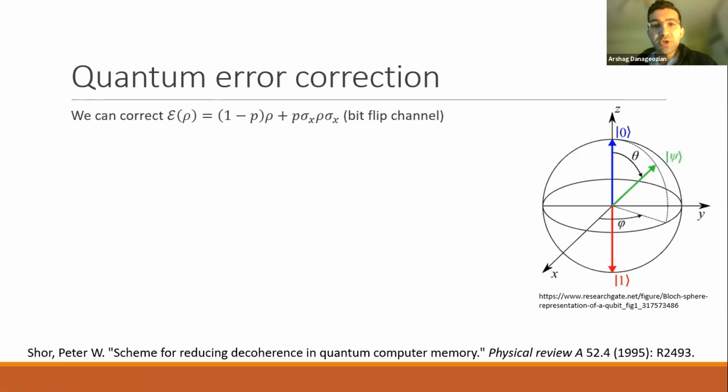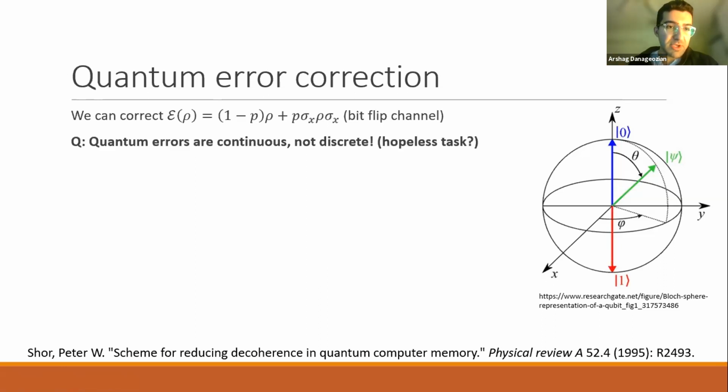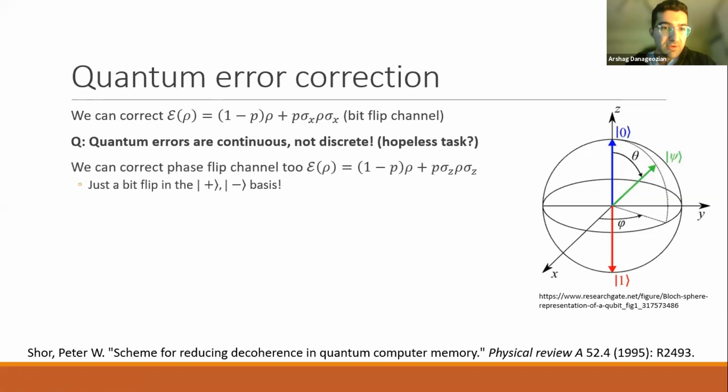But of course, the obvious question is, well, in quantum theory, you're dealing with a continuum of possible errors, not just a single discrete error, which is a bit flip error, as in the classical case. So how can we correct this? Well, you first start by noticing that it can be corrected for a phase flip channel. So for a phase flip channel, you have a channel of this form where a phase flip can happen. And that is described by a Kraus operator, being sigma z rather than sigma x, right?